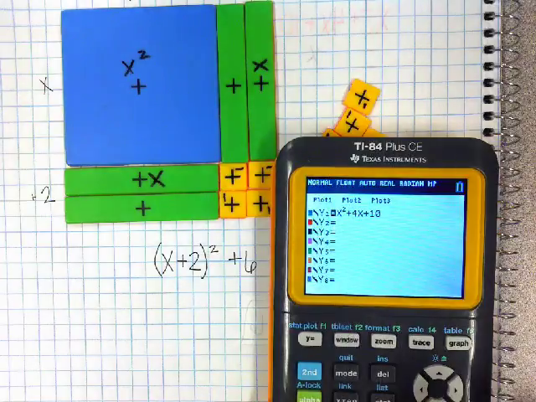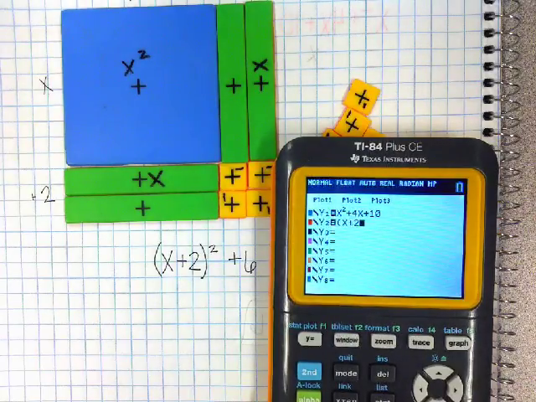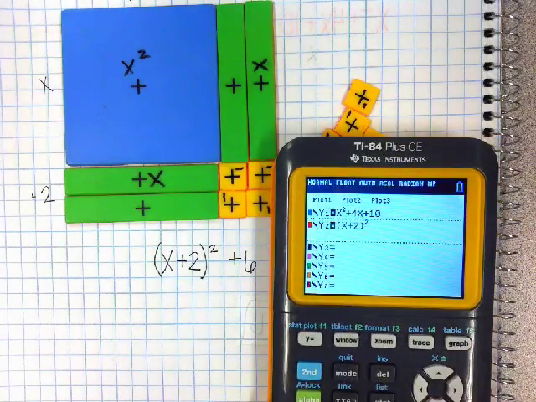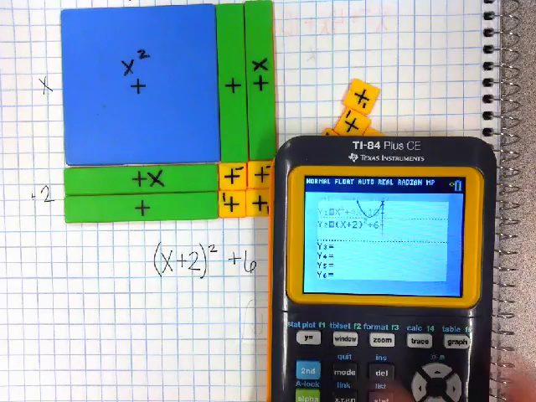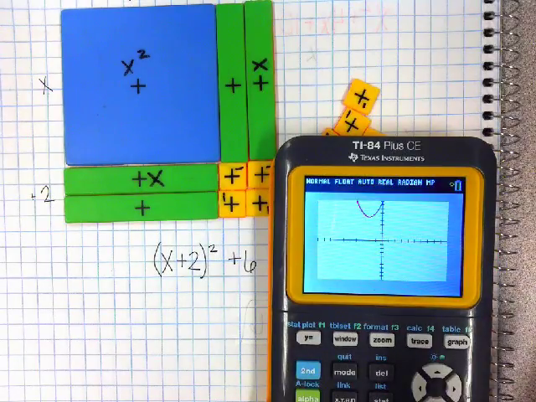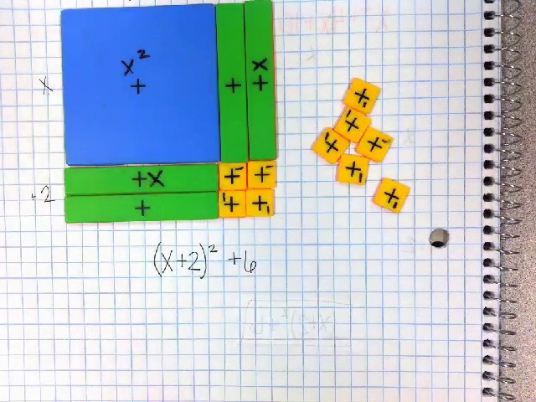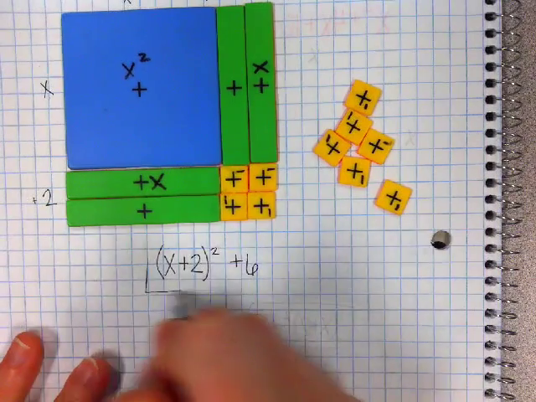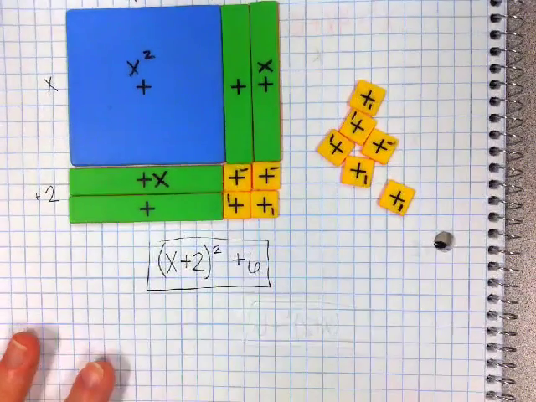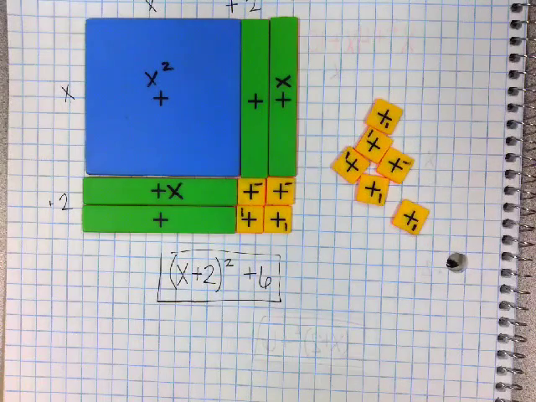Or you can just graph this one as well, x plus 2 squared plus 6. Hit graph. You see the blue one already, and there's the red one. So they're exactly the same. So you can type it in your calculator to check your work. But remember, completing the square just changes the trinomial from a trinomial to vertex form.